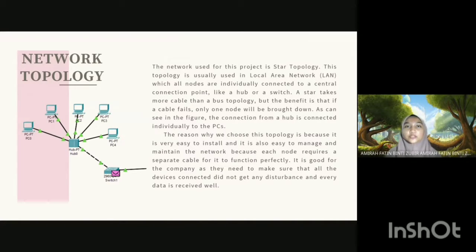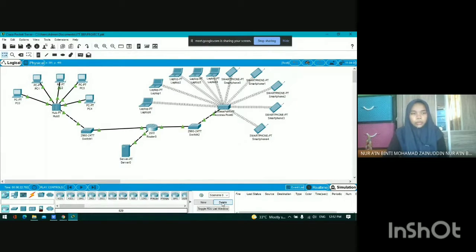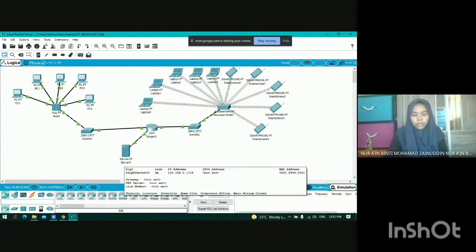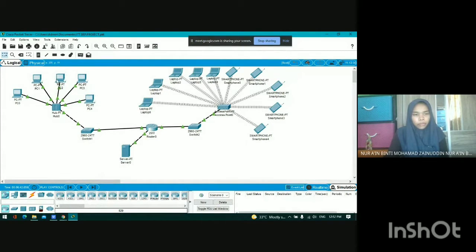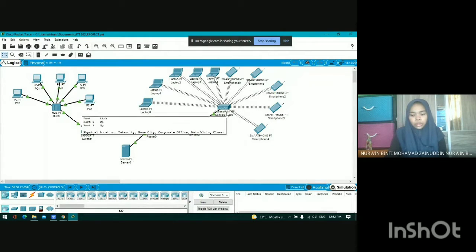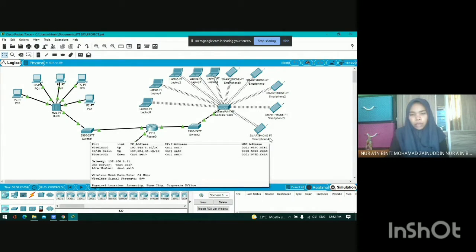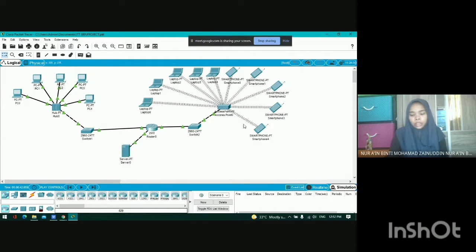Next, I will ask Ain to present the simulation. This is our Cisco Packet Tracer for our project. For the first floor, there are 5 PCs. For the second floor, the access point will be used, with a twisted pair internet cable to connect with 5 laptops and 5 smartphones via wireless, which require the same connection as the first floor.